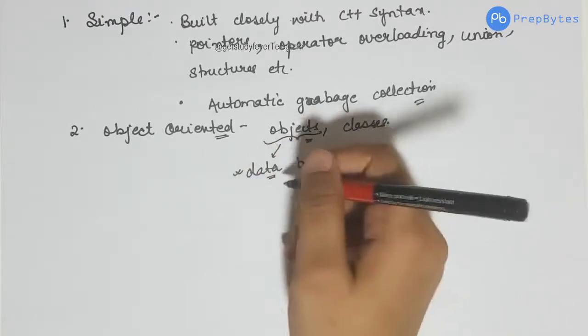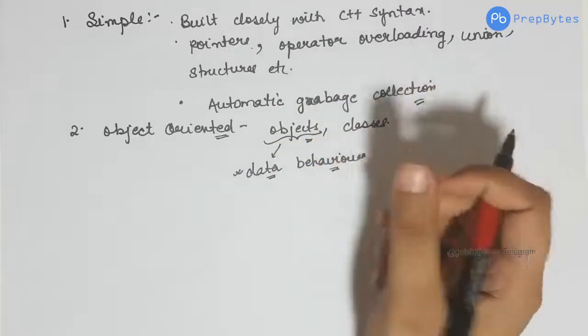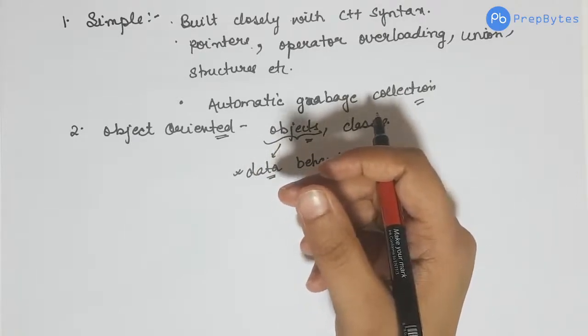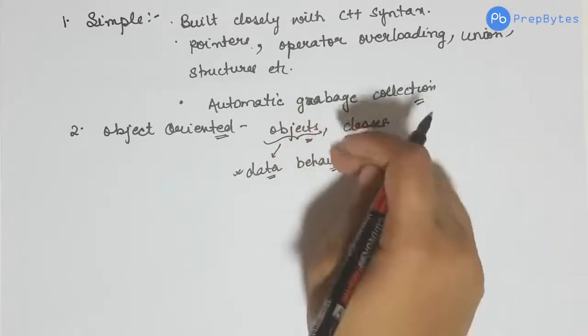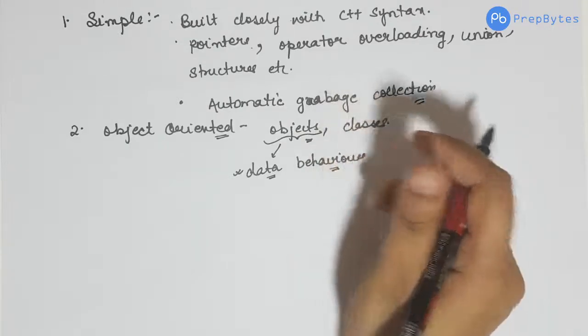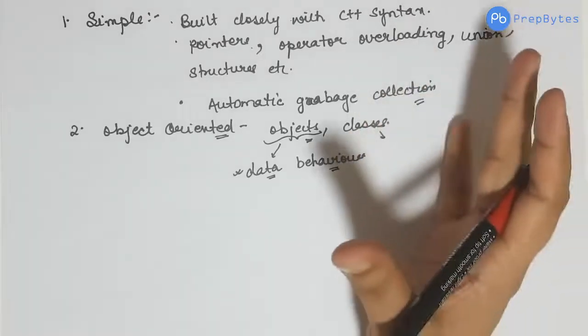So data can be thought of as variables that an object will have, and behavior can be thought of as a method. So data is like the feature, that is, what features or variables a particular object has, and a method is like a function, what kind of function a particular object has. And a class is just a blueprint of objects.